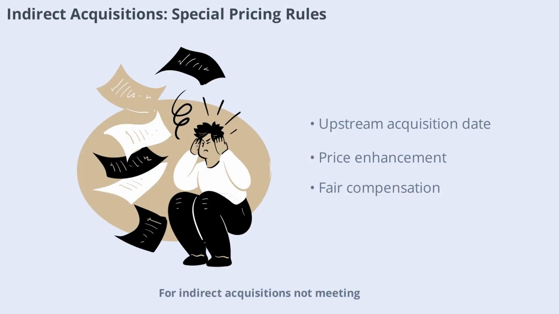For indirect acquisitions not meeting the criteria for deemed direct acquisition, Regulation 8(3) applies. The offer price is calculated based on reference prices from the date of the upstream acquisition or public announcement, not the open offer date. If the price can't be determined by standard parameters, it's enhanced by a prescribed annual rate to compensate for any delay. This ensures public shareholders are fairly compensated in complex, multi-layered transactions.